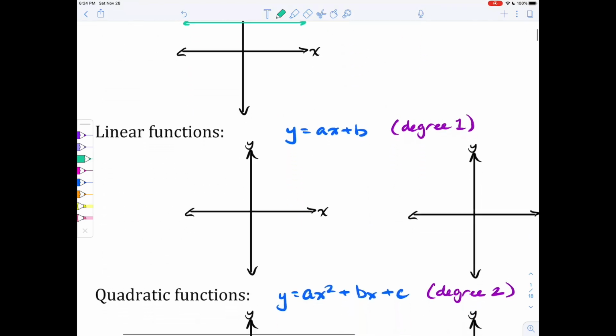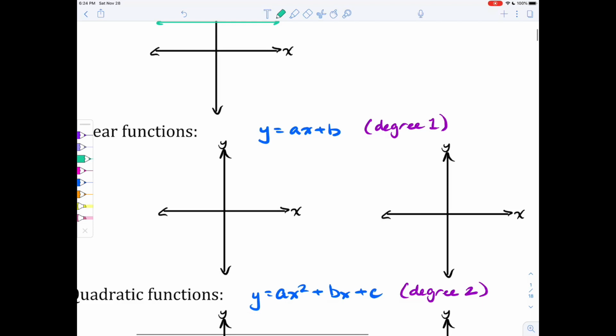In a linear function, we've got degree 1 because the highest exponent on x is 1. And that could be something that perhaps goes like this. Maybe it goes from downland to upland, or maybe it goes the other way. Maybe it starts high and then goes low. So those are our degree 1 functions.